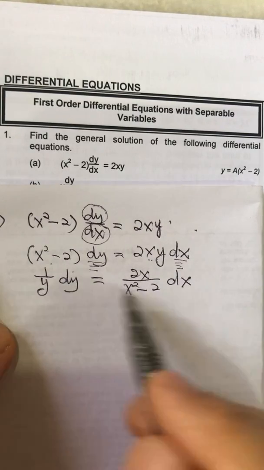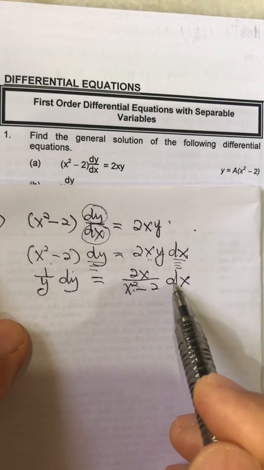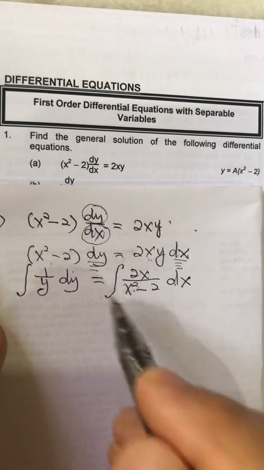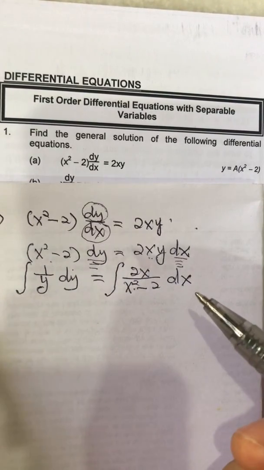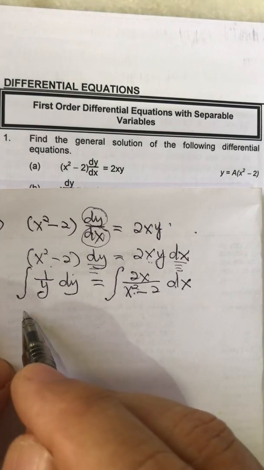After we have moved it like this, you see all the y on the left and all the x on the right. That's why this is called a separable variable. That means x and y can be separated. Okay, after we separate them, we are going to integrate.